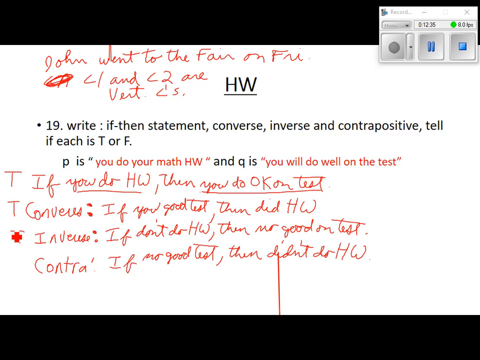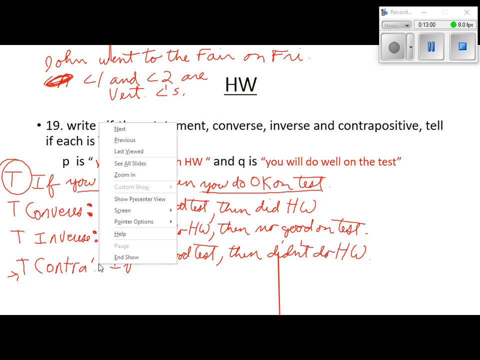How about the last one, the contrapositive? And remember, if the original statement's true, what do you probably know about the contrapositive? It's probably true also. So converse switches the hypothesis and the conclusion. Inverse leaves it in the original order, but negates both parts. Contrapositive switches and negates.